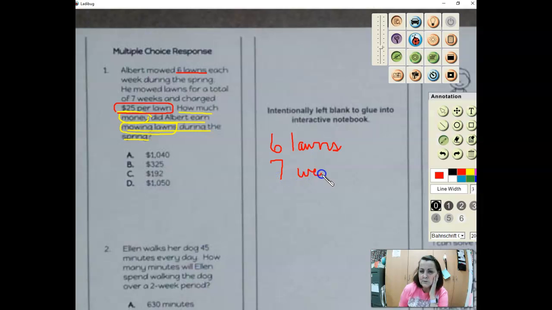What do you think we should do? Should we add, multiply, subtract, or divide? Well, I'd say we're not dividing because we haven't been doing division. And we can't add a yard or a lawn to a week to get how many lawns. So we are going to multiply. So we're going to multiply 6 times 7. And we know that 6 times 7 is 42. And what label do we want? Is that 42 weeks or 42 lawns? That's 42 lawns that he mowed.